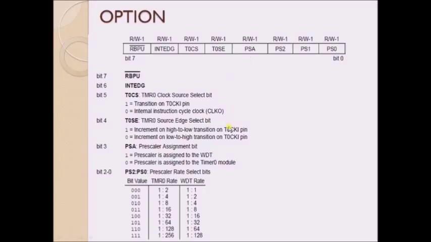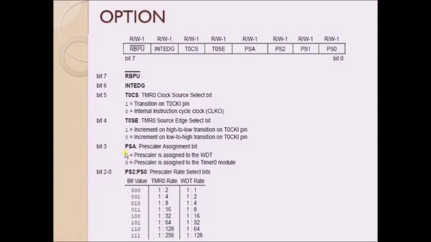As we know, there is one prescaler block. This prescaler block is shared by two modules: one is Timer0 and the other one is the watchdog timer. We have only one prescaler module between Timer0 and the watchdog timer, so both of these modules are going to share this particular block. If one of the modules is using the prescaler, then the other module cannot use it. So let us see.